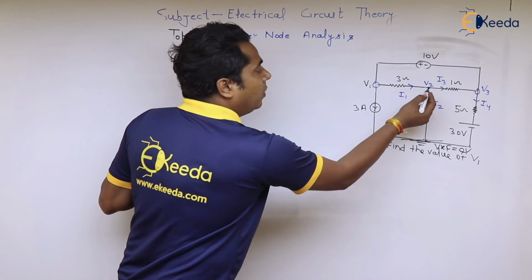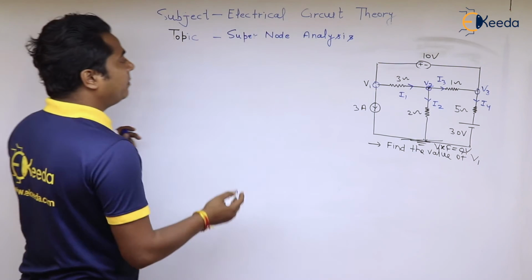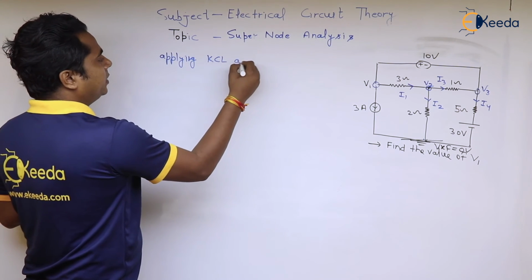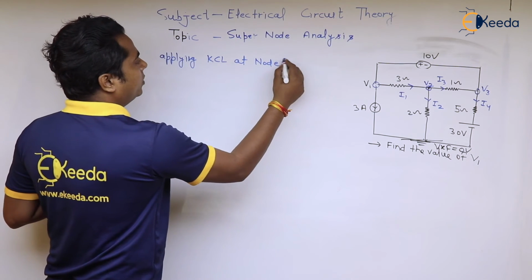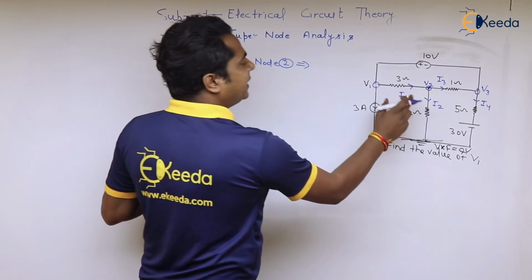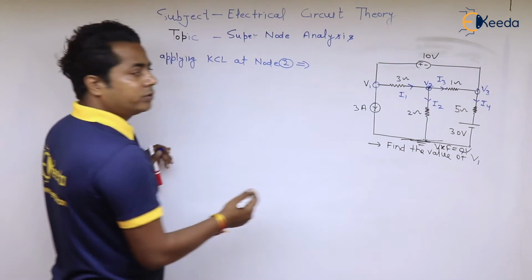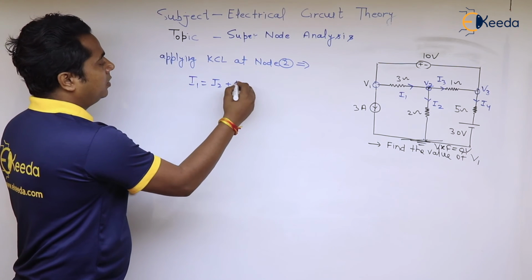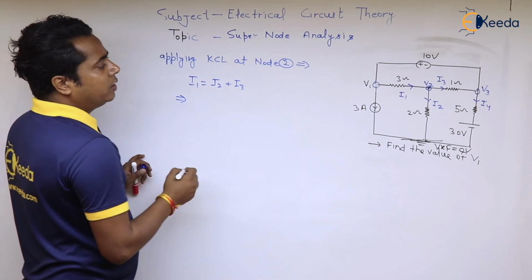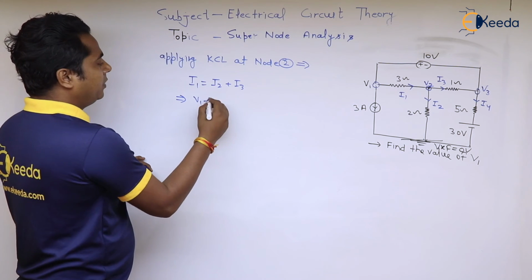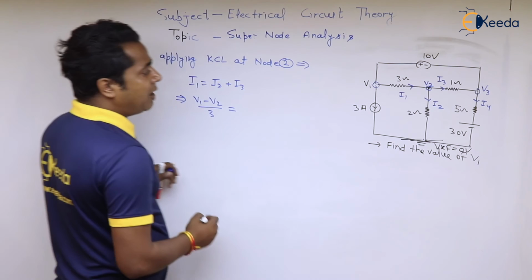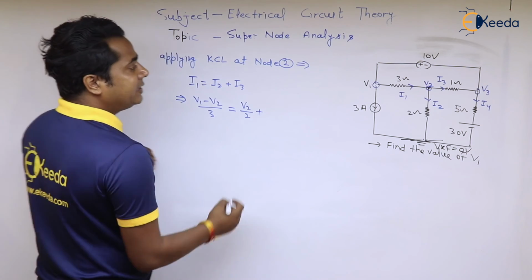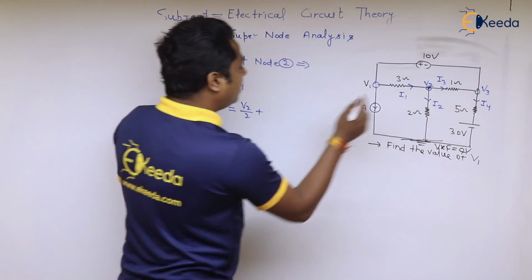And again, now applying KCL at node number 2. Incoming is I1 and outgoing is I3 and I2. So I1 will be equal to I2 plus I3. And the value of I1 is equal to V1 minus V2 upon 3. V1 minus V2 upon 3 is equal to I2, I2 will be equal to V2 upon 2, plus I3 will be equal to V2 minus V3 upon 1.